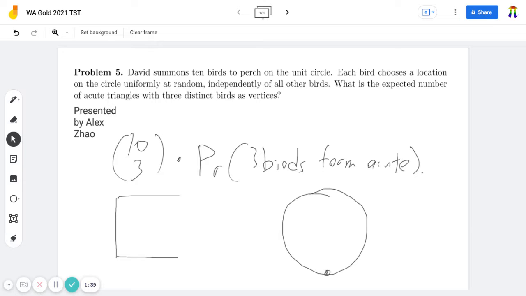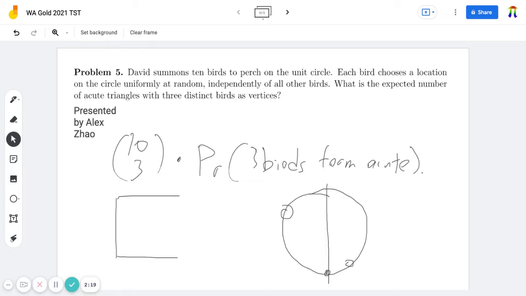So what that means is they have to be on different sides of this line, because otherwise if they're on the same side, then that's clearly obtuse, right? We can't have this, because then there's a diameter here, and all 3 points lie on the same side of that diameter. So we can represent this as the difference between this arc this way of this point and the arc this way of this point. This difference must be at most 180 degrees.